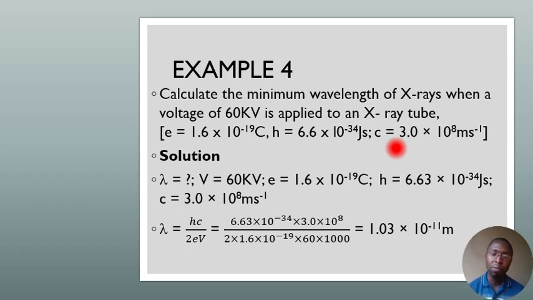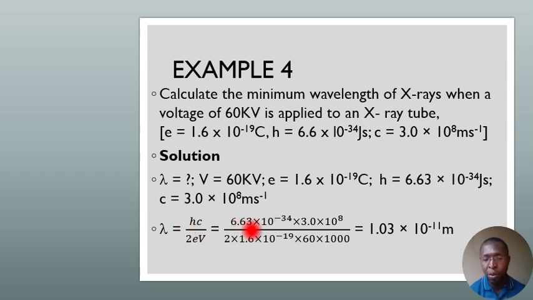So we are going to solve this by writing out our parameters. So we have to calculate the minimum wavelength. So the wavelength is the question mark here, that's the lambda symbol. We are calculating this, given the voltage or potential difference to be 60. So V is 60 kilovolt, and the rest, the charge, the Planck constant and also the speed of light are given. So the wavelength is calculated in this way: the product of Planck constant and speed of light divided by 2 times charge times voltage.